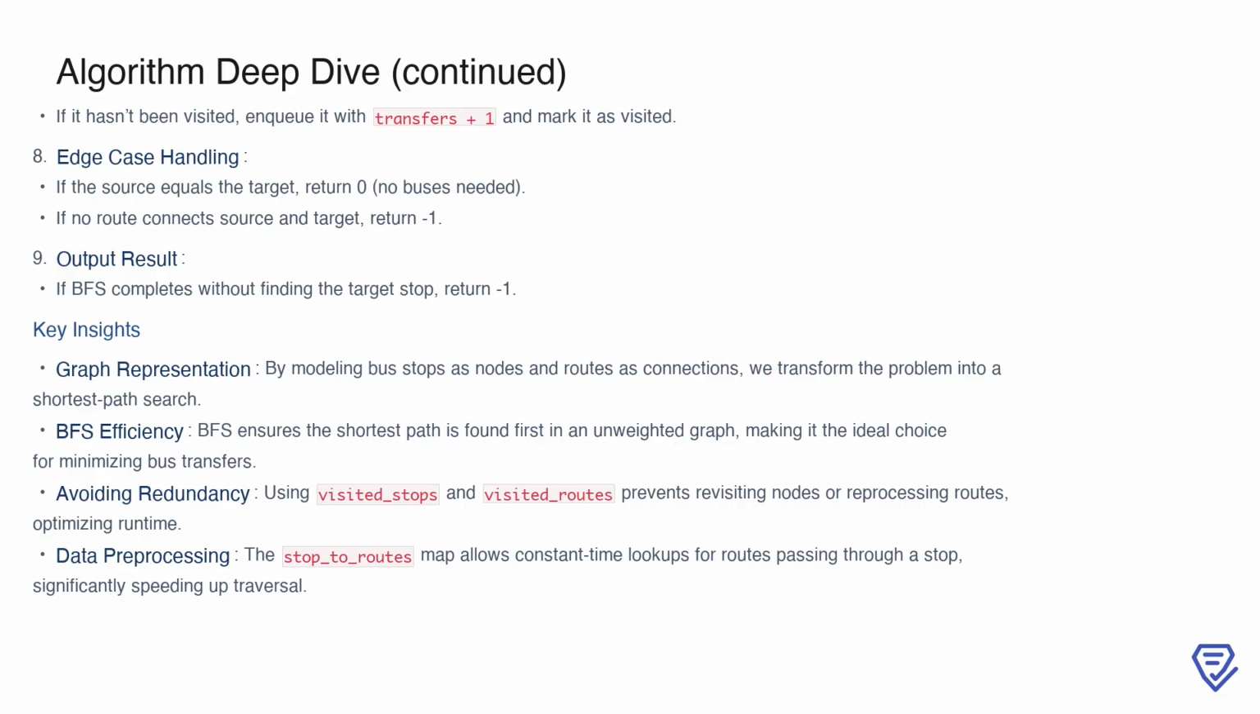The key insights of this solution are in the graph representation, BFS efficiency, and data preprocessing. Modeling bus stops as graph nodes and bus routes as connections allows us to leverage BFS to find the shortest path. By avoiding redundant processing with visited_stops and visited_routes, we optimize runtime. Finally, pre-processing with the stop_to_routes map ensures that route lookups during traversal are efficient, keeping the algorithm scalable.